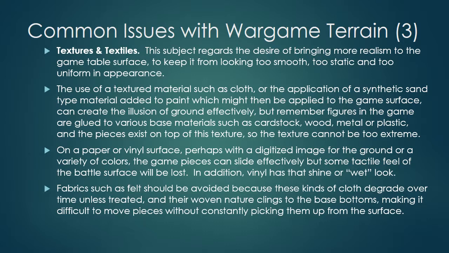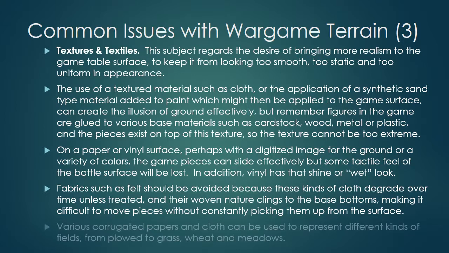Fabrics such as felt should be avoided because these kinds of cloth degrade over time unless treated, and their woven nature clings to the base bottoms, making it difficult to move pieces without constantly picking them up from the surface. Various corrugated papers and cloth can be used to represent different kinds of fields, from plowed to grass, wheat, and meadows.